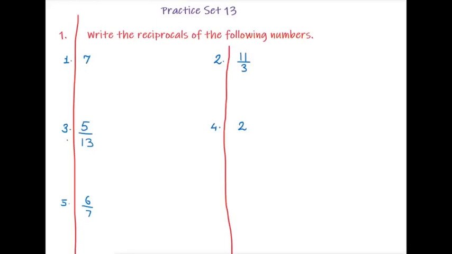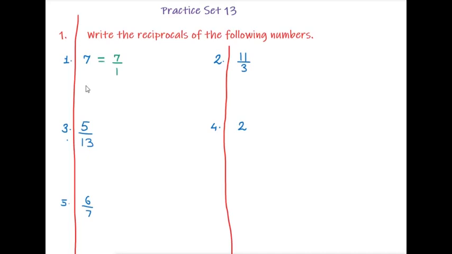Let us now begin with practice set 13, question 1. Write the reciprocals of the following numbers. So the first number is 7. 7 is equal to 7 upon 1. Okay, students, 7 is written as 7 upon 1 in numerator and denominator form.